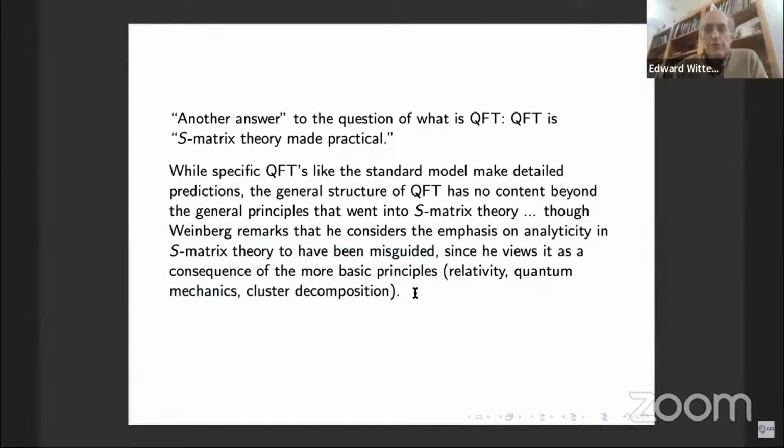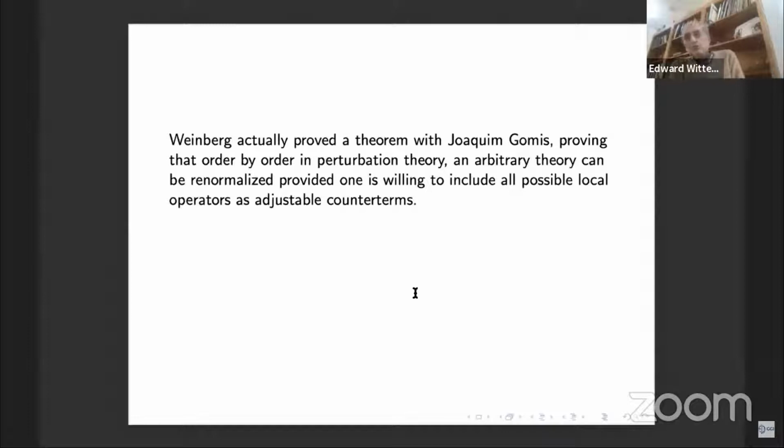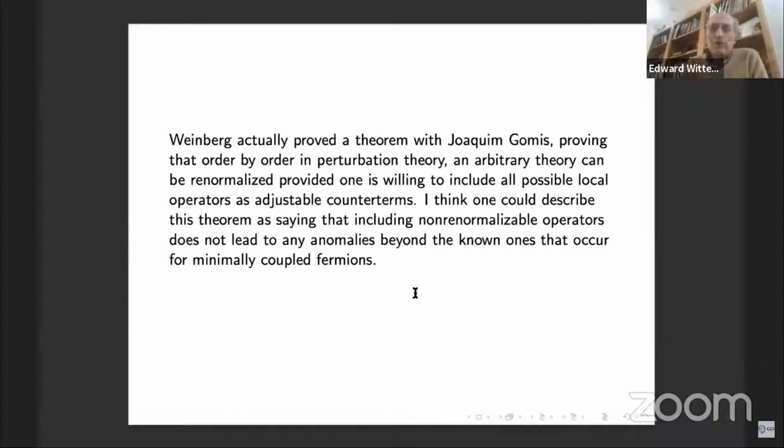Weinberg actually proved a theorem with Joaquin Gomez that they describe as proving that order by order in perturbation theory, an arbitrary theory can be renormalized, provided one's willing to include all possible local operators as adjustable counterterms. I think you could describe it by saying that including non-renormalizable operators does not lead to any anomalies beyond the known ones that occur for minimally coupled fermions, or at least this assertion is part of the theorem.